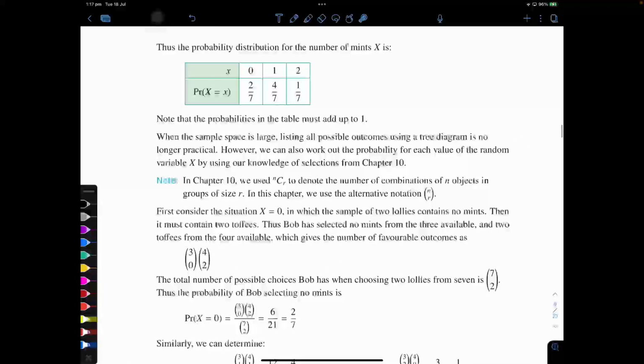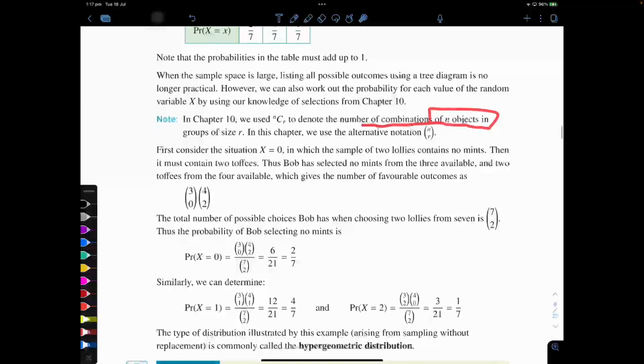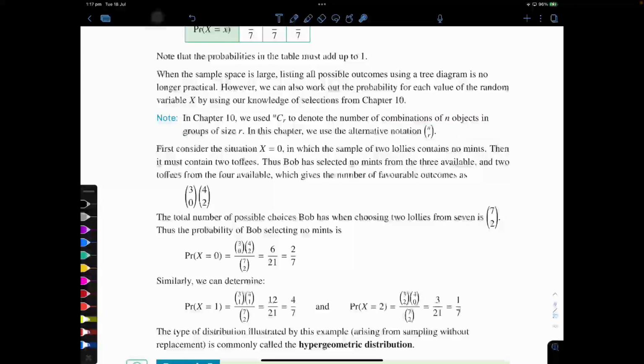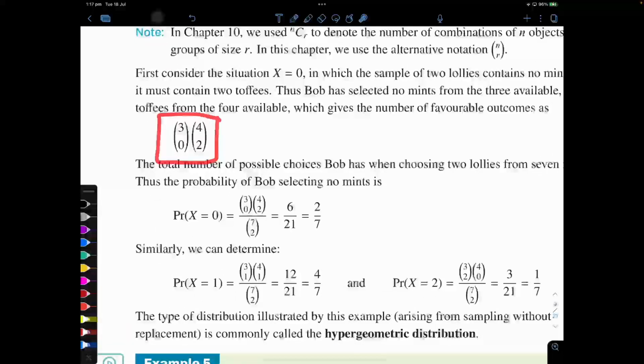It says here, in chapter 10, we use nCr to denote the number of combinations with n objects and a group size of r. In this chapter, we're going to use the alternative notation. So instead of writing nCr anymore, we're going to write it as 2 brackets with an n and the r on the bottom. Okay, it means the same thing, except now when we start doing the calculations, it's a bit easier for us to write, yeah? Because we don't want to keep on writing the C, the C, the C.